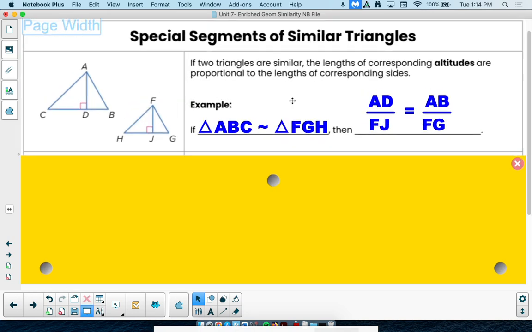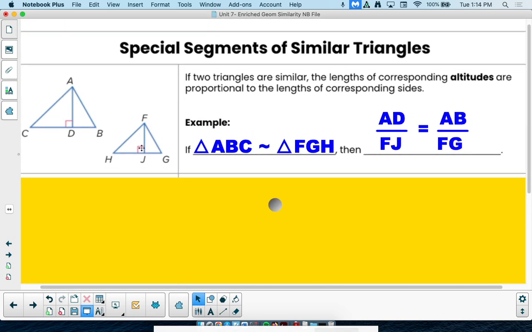Okay, so the first one up is an altitude. Remember that an altitude is a segment that goes from a corner of your triangle and makes a right angle with the opposite side. So if you have two similar triangles, the altitudes are proportional to corresponding sides. So if you match up your altitudes and set it equal to two sides that match, you're able to solve for missing variables, lengths, or whatever. And again, there are many ways to write that proportion. That's just the way I chose. But just keep your order the same and you'll be okay.